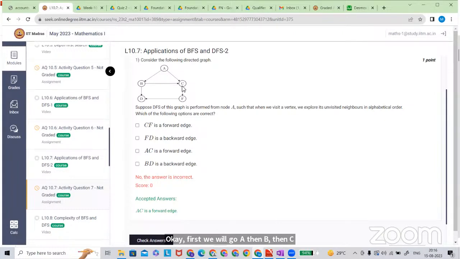So how will we go? Next, after B, to D. Which B to D, sir? B to D will go, not C. That's why it is going to be a backward edge. Is it not clear now?